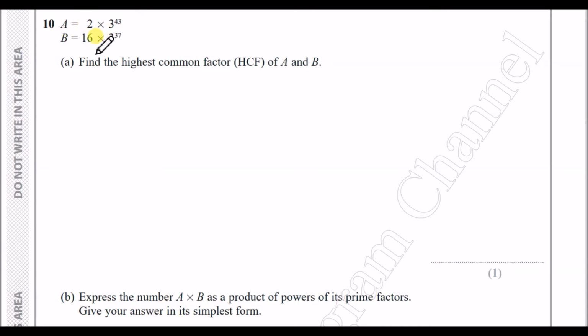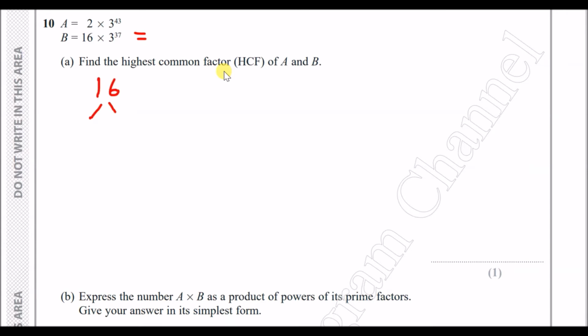So they actually did not, 16 is not in prime numbers, so I think that's what they want you to do, is to always make them prime. And A, find the highest common factor of A and B. Before we even do that, we need to firstly fix up B, yeah? So we need to know what 16 is.